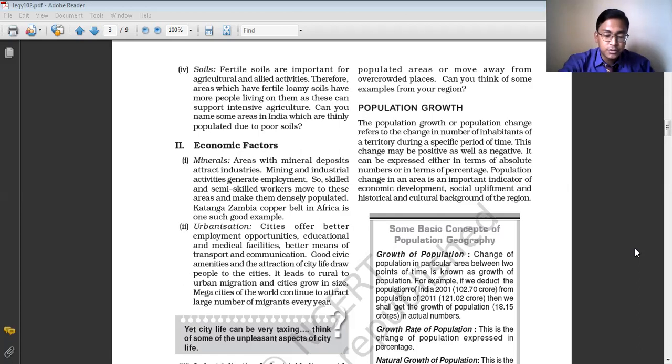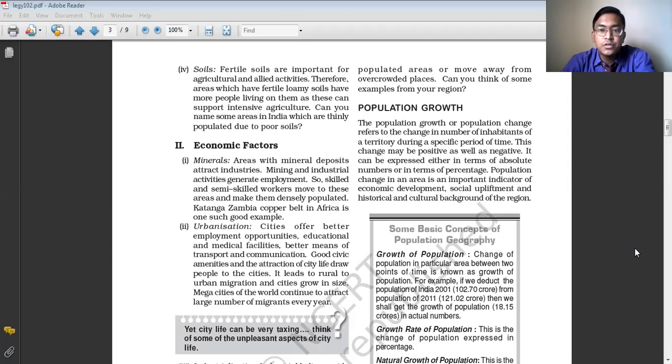Suppose, for example, I'm just giving an example, in 2019 and 2020. Suppose in 2019, the total population was 9 lakh in Siliguri. In 2020, the population became 10 lakh in Siliguri. So the difference in the population between these two years, 9 lakh and 10 lakh, is 1 lakh. That means in between 2019 and 2020, the population has increased by 1 lakh. So this is the population growth actually.